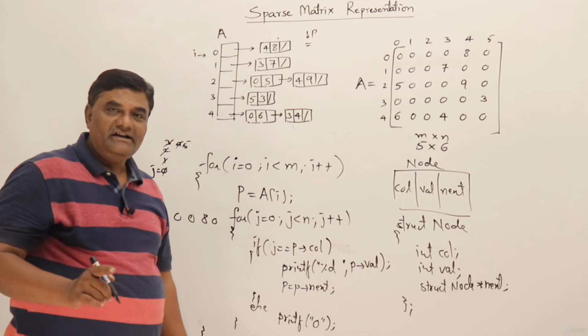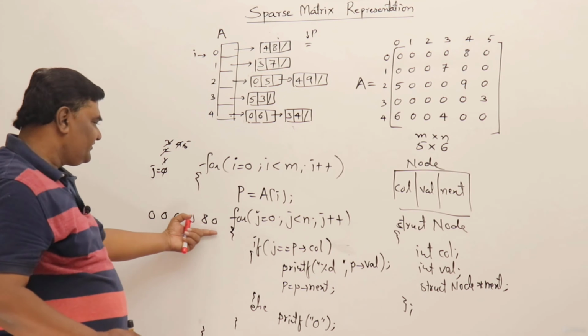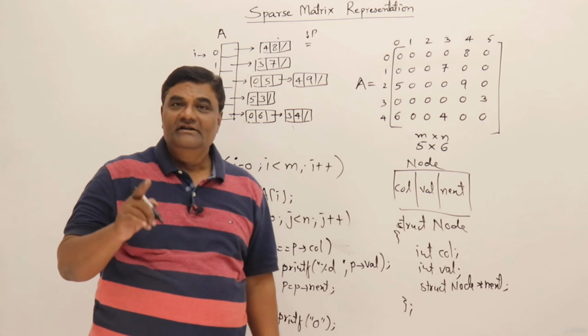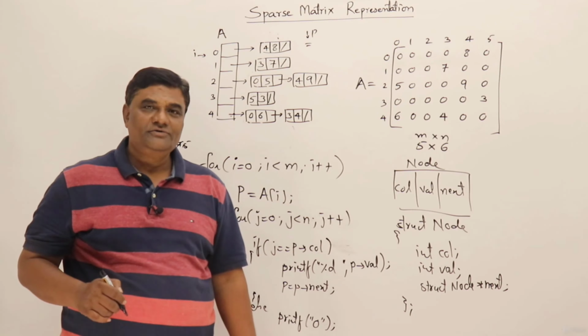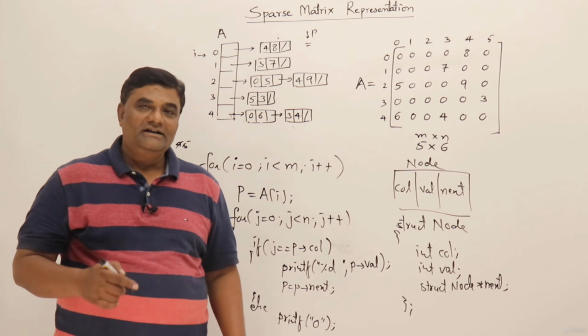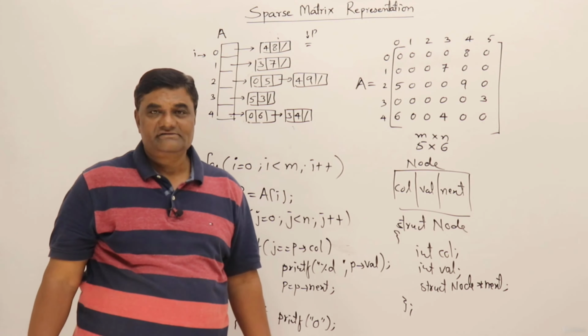So I have just given the idea of how to display this sparse matrix. The complete matrix 0, 0, 0, 0, 8, 0. All the values are printed, zeros as well as non-zeros. So the rest of it is an exercise for you. Write a complete program and also write a program for adding two sparse matrices.